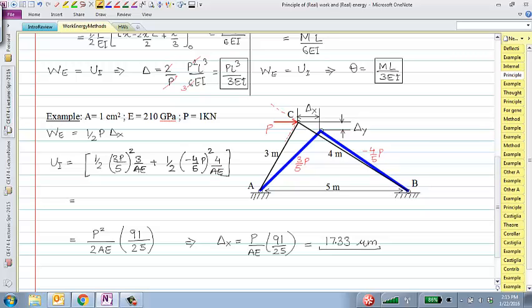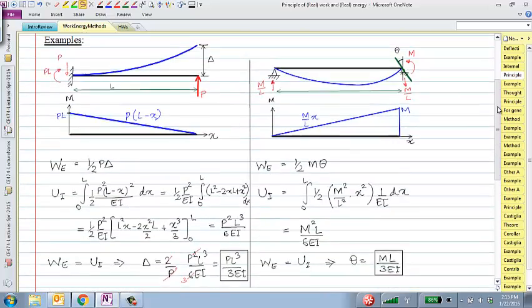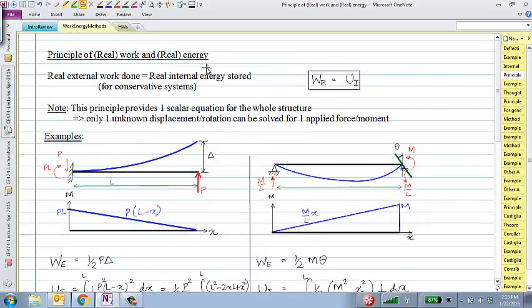And I won't go through the simplification, but you can verify that all of this turns out to be 91 over 25 P square over 2 AE, and that gives us the exact same answer that we got using either geometric arguments or principle of virtual work or any other method. Okay, so that's sort of the beauty of this principle of real work and real energy. And essentially, the idea is if you have one force and you want to find the displacement due to that force in that same direction, then you can use this principle.